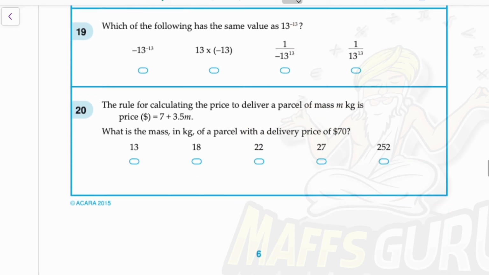Which of the following has the same value as 13 to the power of minus 13? Now, my teacher, Mrs. Hurst, always taught me that a negative floaty number meant that you switch it, and that is exactly the same as 1 on 13 to the floaty 13. So this minus sign turns into a 1 over, and then you write the number as if it didn't have the floaty negative number. So let's see, did we have that one there? We do indeed. Now, some of this you may have done, some of this you might not have done.